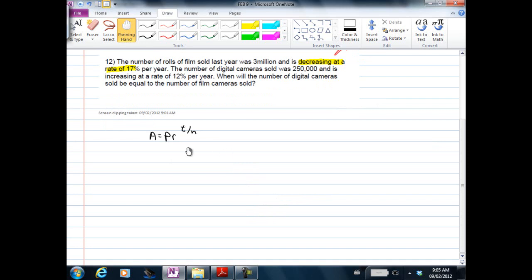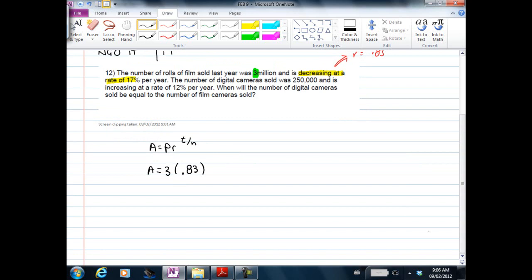But that's your bit of history. So this is called rolls of film versus digital camera. Let's deal with this first, the rolls of film. It sold 3 million last year. It's decreasing at a rate. So let's highlight a few things. This 3, that is my P value. So let's write down A equals 3. My R, Ryan says, is 0.83. Can you add 3 million? You could, but it's too long. Okay.